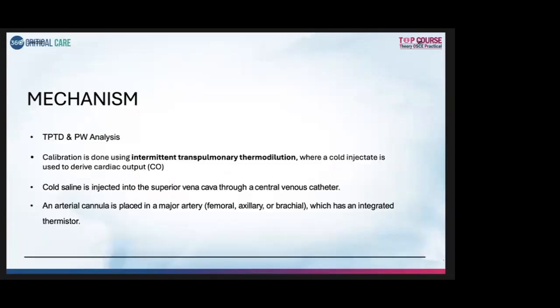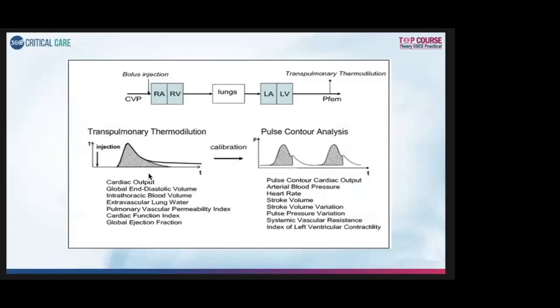So let us discuss quickly in brief. What is the mechanism of PiCCO and VolumeView? It mainly uses transpulmonary thermodilution and pulse wave analysis as the underlying mechanism, where calibration is done using the transpulmonary thermodilution technique. Intermittently, a cold injectate is used to derive the cardiac output. So, cold saline is injected into the central venous catheter, and there will be an arterial cannula placed in a major artery like the femoral, axillary, or brachial artery, which has an integrated thermistor. So when you inject this cold injectate, this thermistor will sense it and create a thermodilution curve, across the pulmonary vessels to the femoral vessels, right?